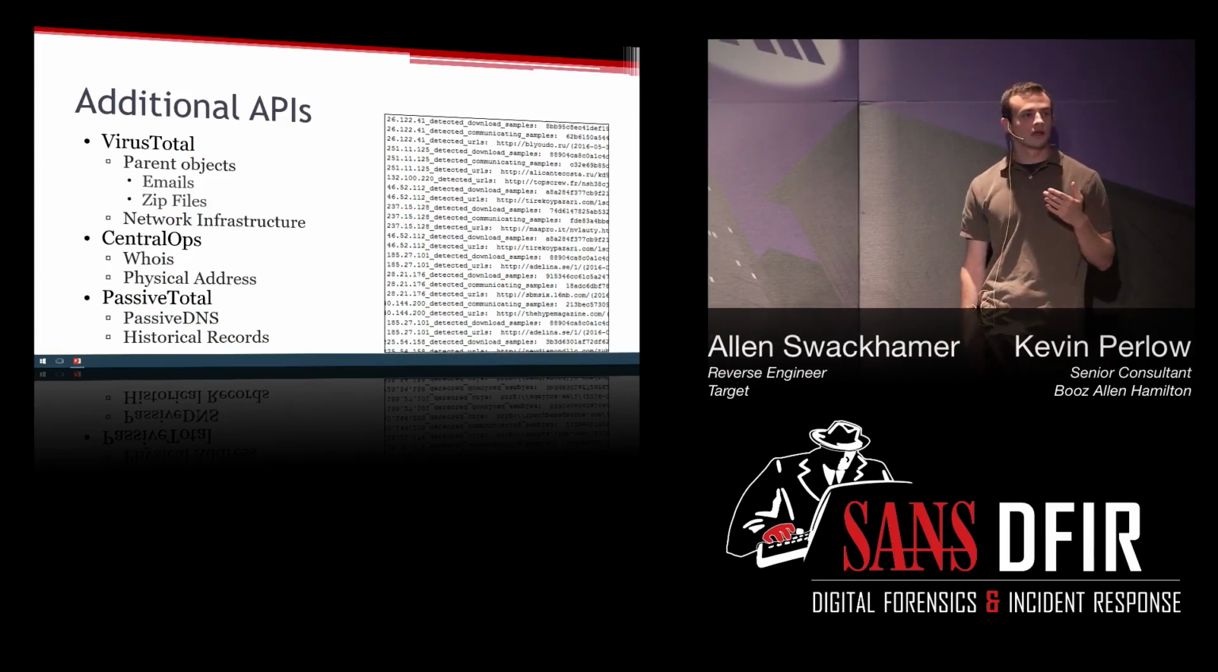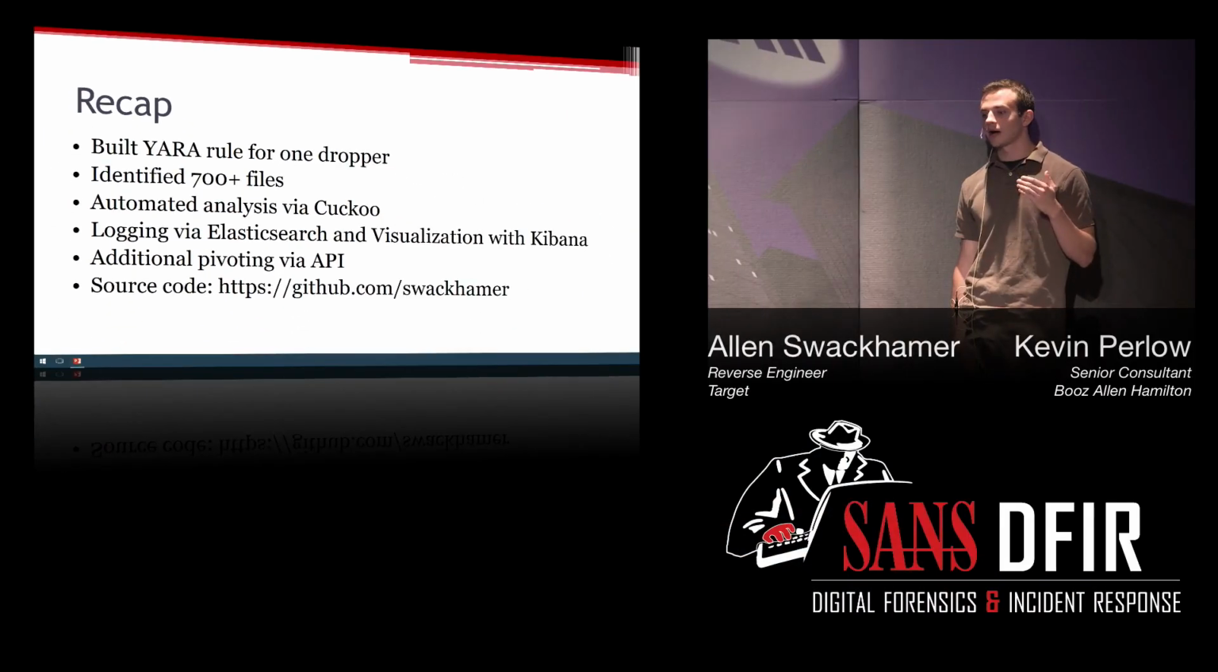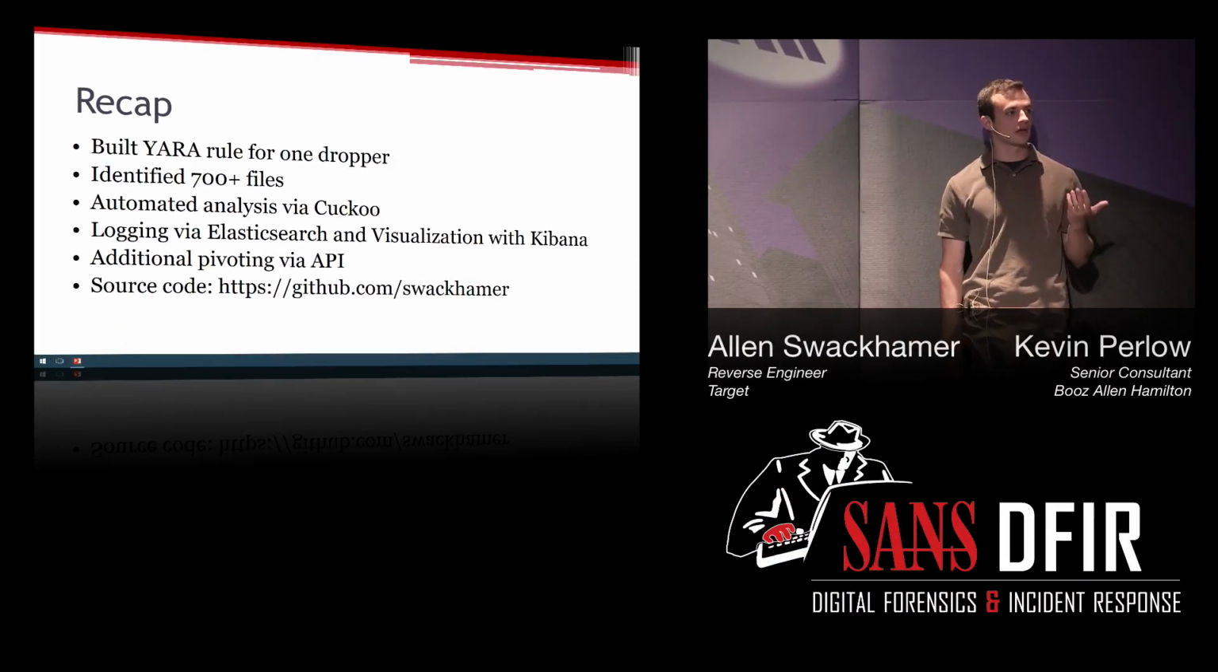And so these are just ways to take your research to the next step and get real threat intelligence out of it. So just to bring it all back together, what we did was we built a YARA rule for a JavaScript dropper. We identified over 700 files that were triggering this rule. And in doing that, we pulled these files down. We indexed these notifications into Elasticsearch. We ran the files in Cuckoo. And we were able to put the results of that into Elasticsearch and into Kibana as well. And from there, we did additional pivoting in the VirusTotal intelligence portal.